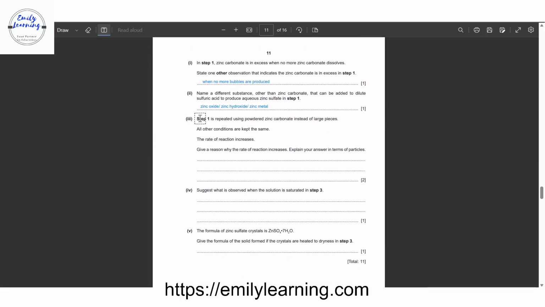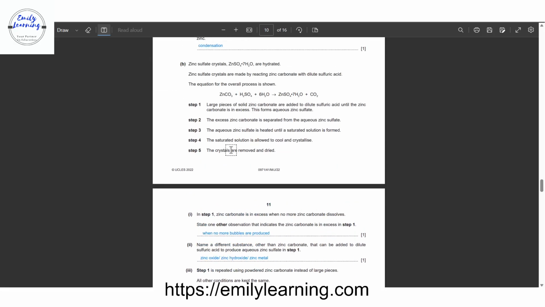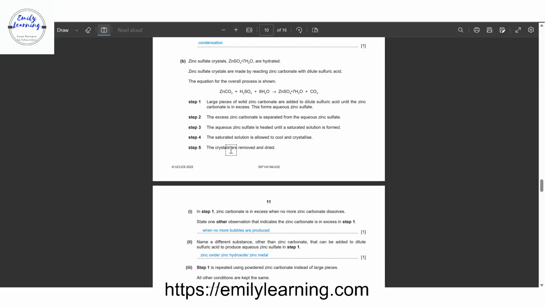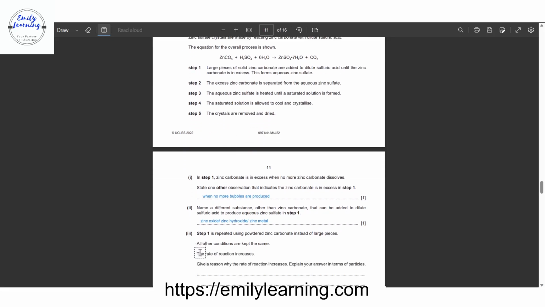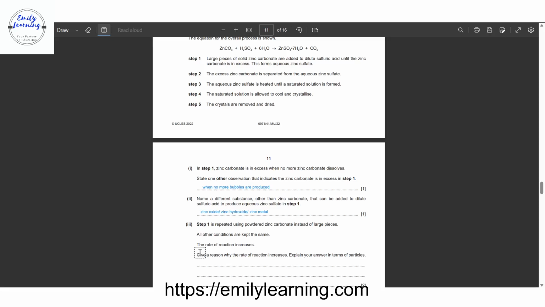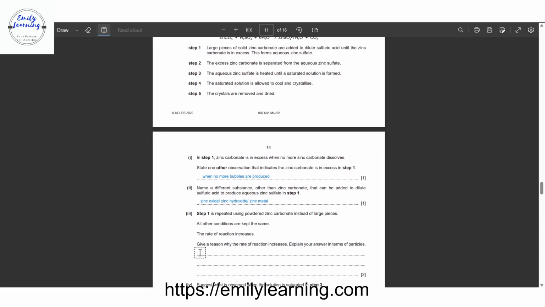Moving on to part 3, step 1 is repeated using zinc carbonate powder instead of large pieces. So when you use zinc carbonate powder instead of large pieces, and all conditions are kept the same, the rate of reaction will increase. So they ask you to give a reason why the rate of reaction increases. Explain your answer in terms of particles.